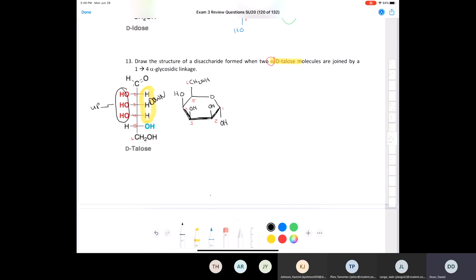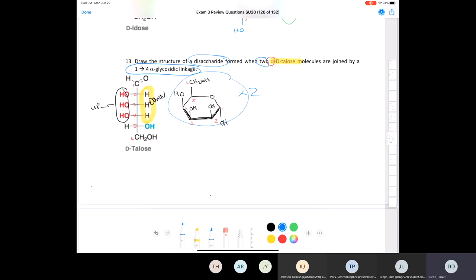But what it's asking me to draw is what happens when I make a disaccharide from two of these molecules. So I want to take two of these and join them by a 1,4 alpha glycosidic linkage. So what am I going to have to do? I'm going to have to take two of these molecules and link them by an alpha 1,4.